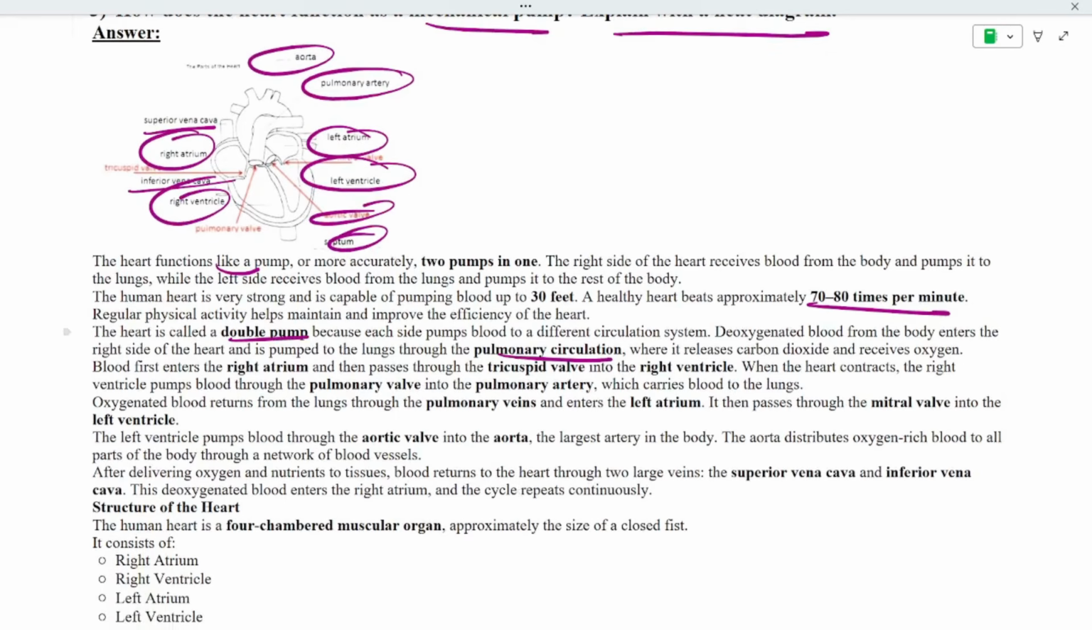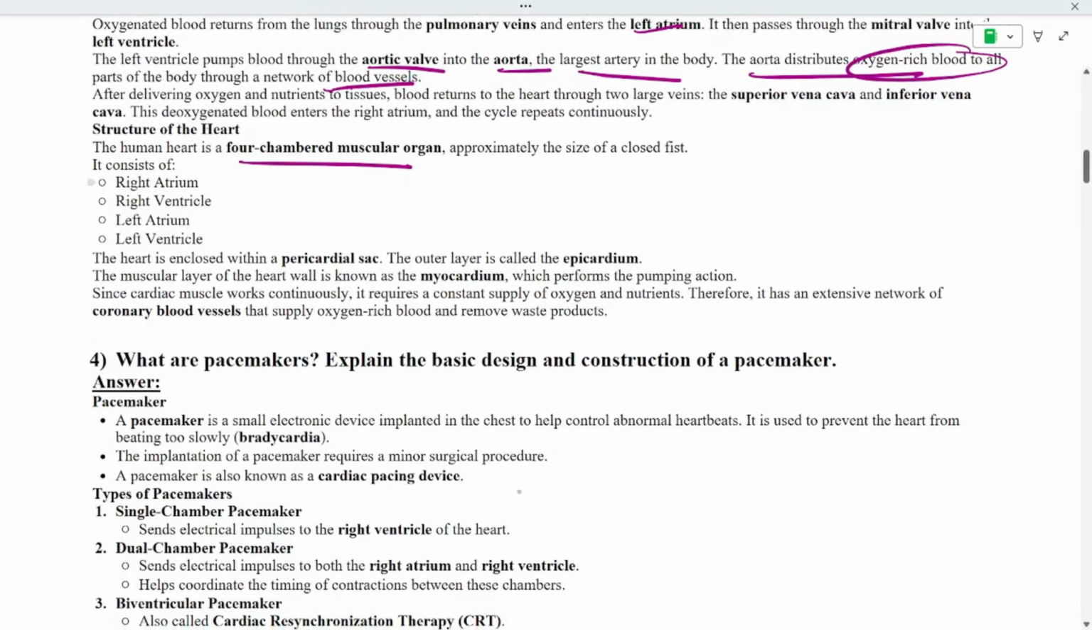It will have pulmonary circulation, where it releases carbon dioxide and receives oxygen, and there will be the left atrium and left ventricle, and now there will be the aortic valve and aorta, which is the largest artery in the body. The aorta will distribute the oxygenated blood, which is rich in oxygen, to all the parts of the body through a network of blood vessels. And the structure is a four-chambered muscular organ having the right atrium, right ventricle, left atrium and the left ventricle.